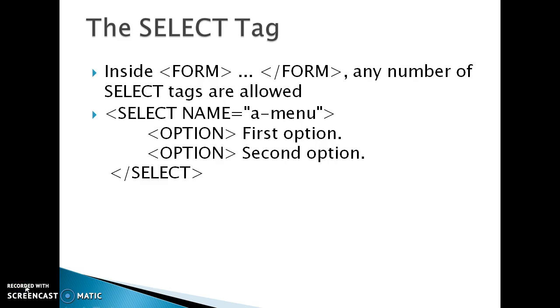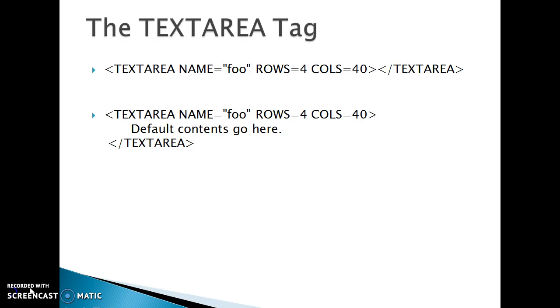Select tag. To create drop-down list, we use select tag. For specifying the options within the drop-down list, we use options. So option is the tag that is used for specifying the options within the drop-down list.